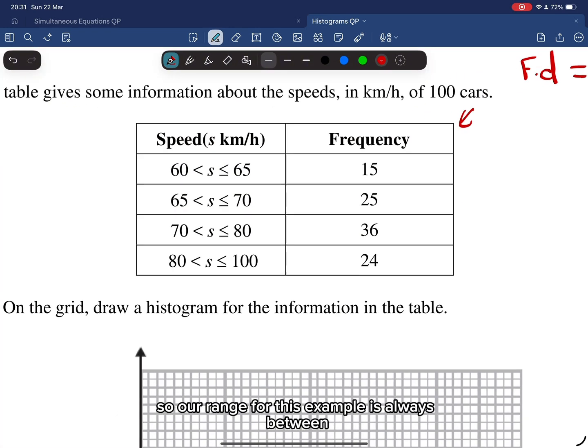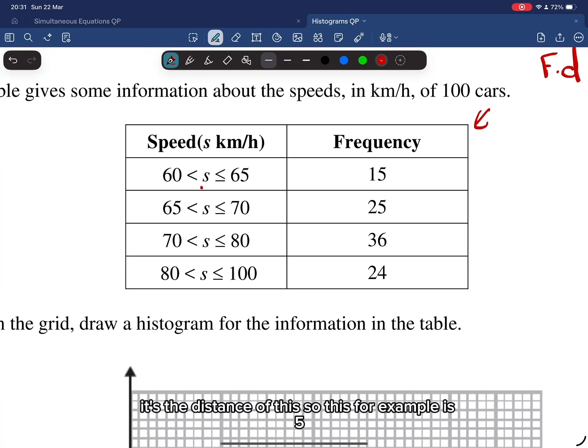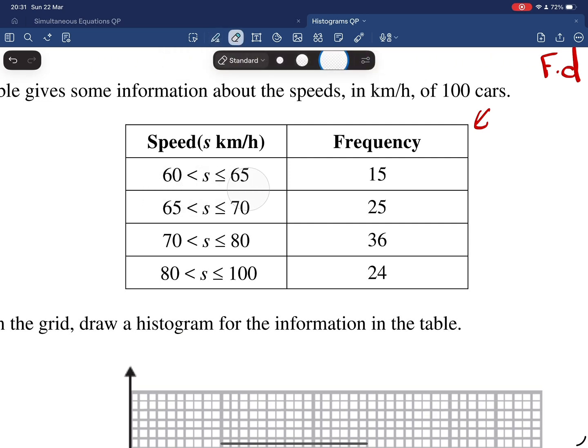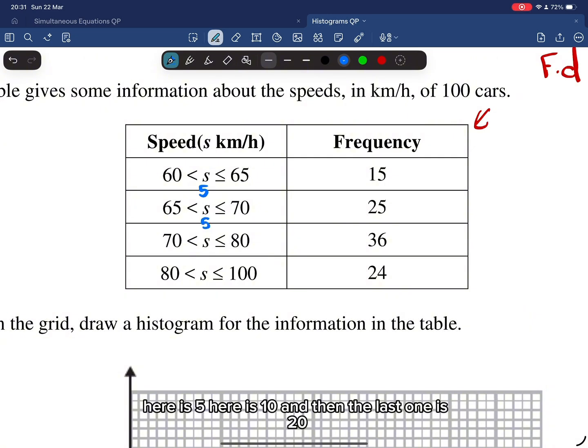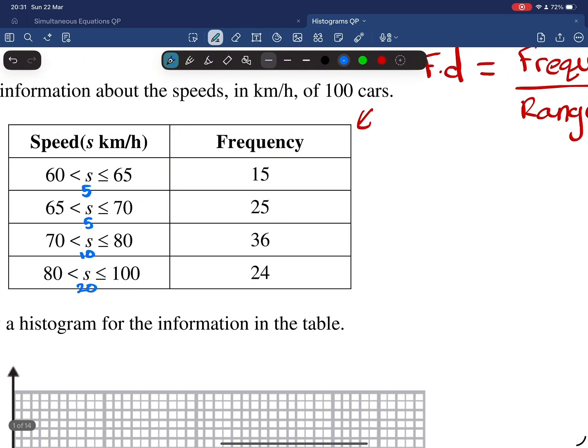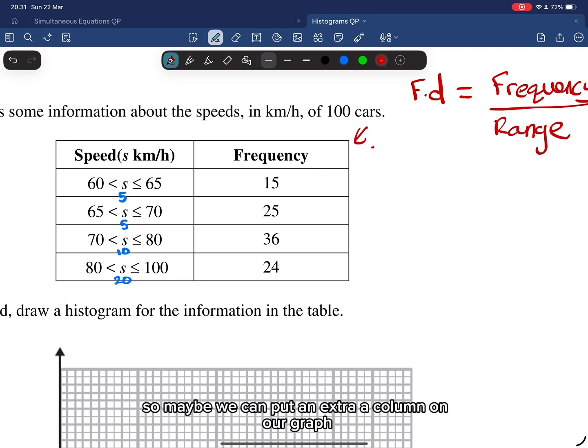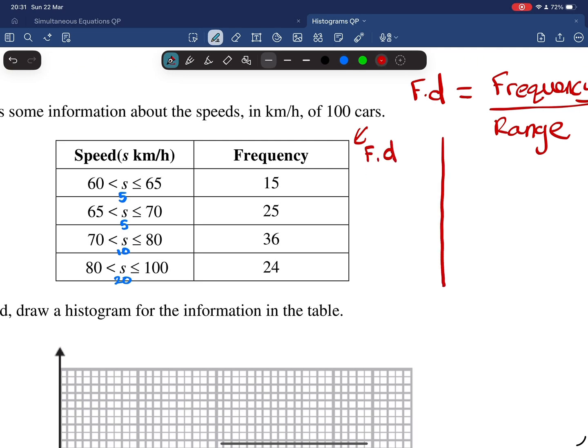Our range for this example is the distance of this. So this, for example, is 5. Here it's 5. Here it's 10. And then the last one is 20. So maybe we can put an extra column on our table. We can calculate it for each.